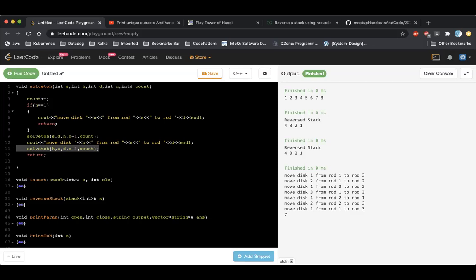Yeah. Thank you. So in line number 9, we are saying we are moving from source to helper using the destination rod. And in line 11, we are saying that we are moving all the disks from helper to destination using the source. Using the source. Gotcha.